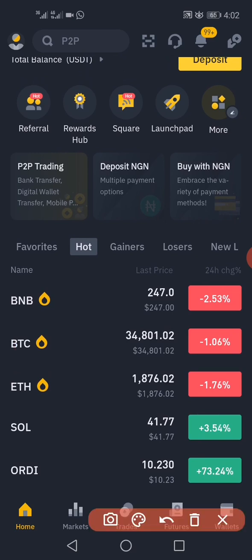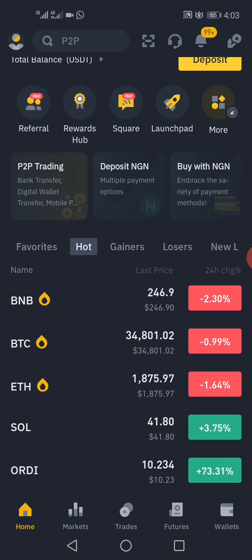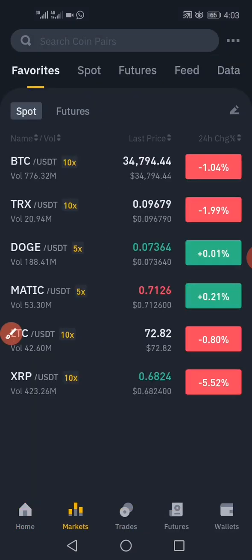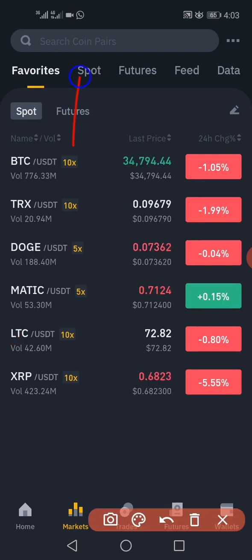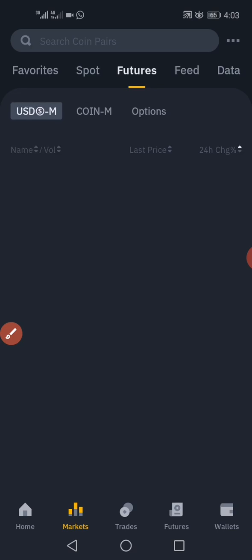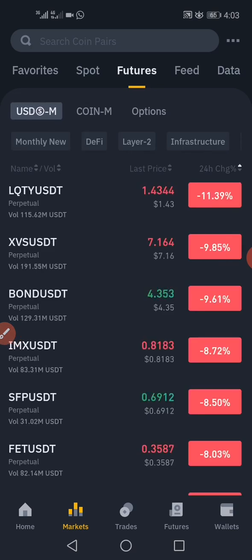If you look at Binance, for example, now I'm on Binance. I'm using Binance for this tutorial, although I don't usually use Binance to trade futures, but it's also good for trading. So if you look at Binance, here you have futures. Let's first of all look at markets. If you look at markets, here you have spot, you have futures. If I click on futures now, these are the coins that are on futures.